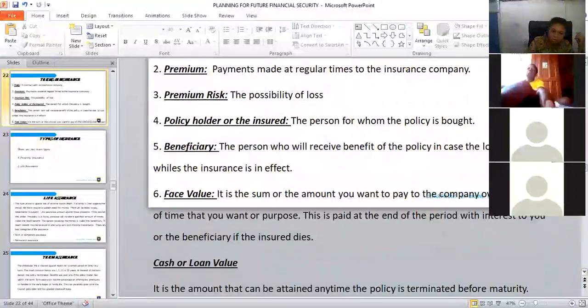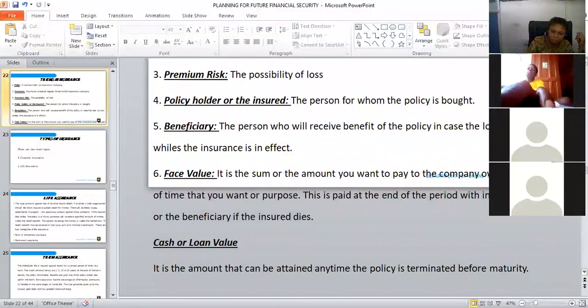Then cash or loan value. The cash or loan value is the amount that can be attained anytime the policy is terminated before time. So if you want to terminate your policy or you want to discontinue your policy, you are no longer interested, the money you can get is what is referred to as the loan value, cash or the loan value.